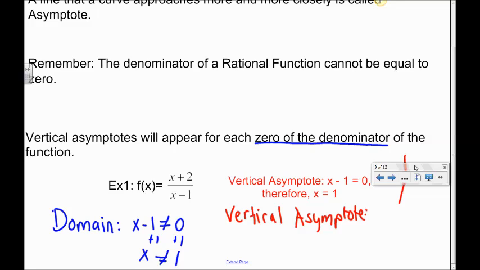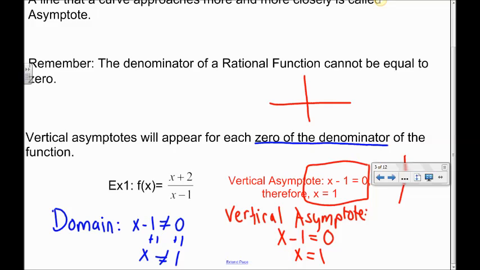If we're trying to find the vertical asymptote, we make our denominator equal to 0, and we get x equals 1. So notice the difference. Domain: x cannot equal 1, and that is because we have a vertical asymptote of x equals 1. The line x equals 1 is a vertical line, so the vertical asymptote of this graph is going to be that line.